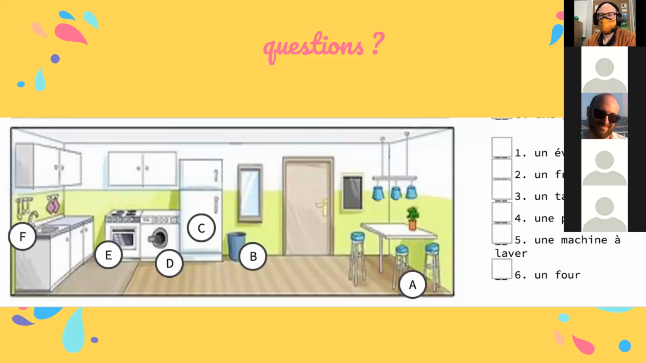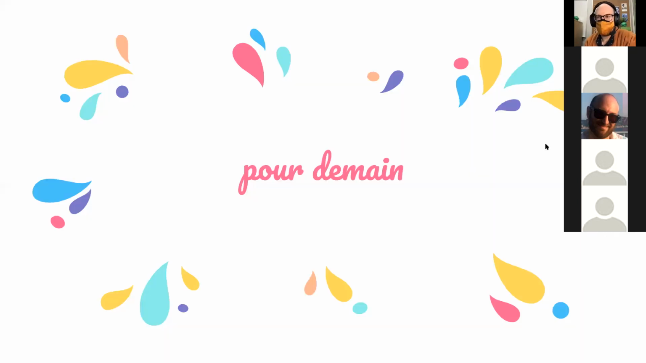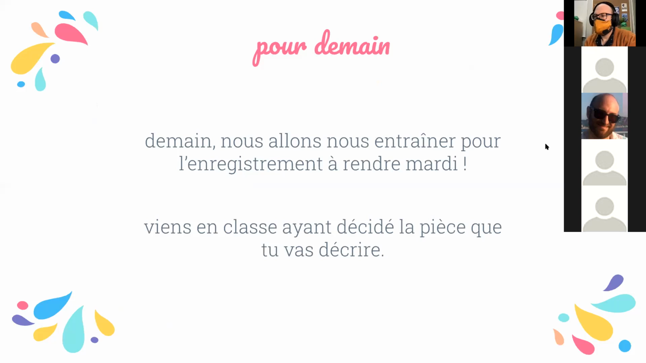Okay, bien. Hey, we can go over some of these tomorrow if you'd like. Ok, très bien. Donc pour demain, for tomorrow. Pour demain, demain nous allons nous entraîner pour l'enregistrement à rendre mardi. Et viens en classe donc et en décider la pièce que tu vas décrire. Come to class tomorrow having decided on which room you're going to describe. So again, it could be your bedroom, it could be your bathroom, it could be whatever you like. It depends entirely on you. You have your choice. Okay. So come to class having decided that. All right. And if you did not finish Chez Moi 3, I'll ask you to finish that for tomorrow too.